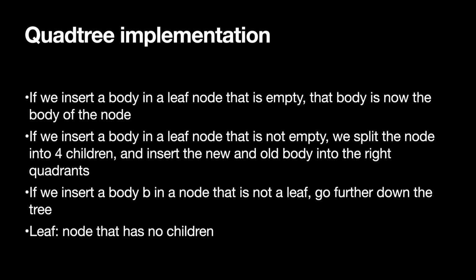Okay. If we insert a body B in a node that is not a leaf, we go further down the tree. That means we're not at the end yet. We're not at the leaf yet where we can insert the body. And if you didn't know, leaf means that the node has no children, right? So it's like a leaf on a tree.